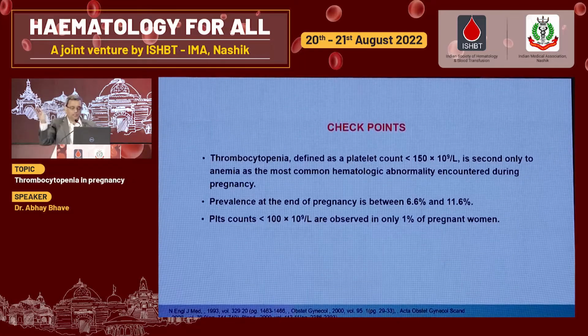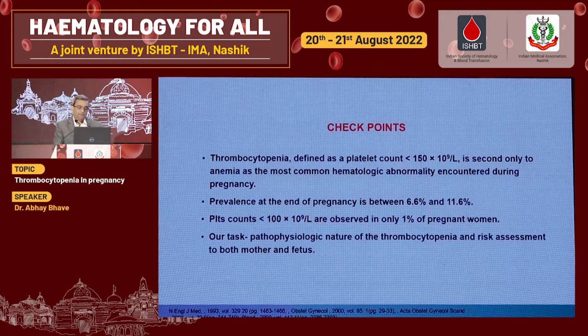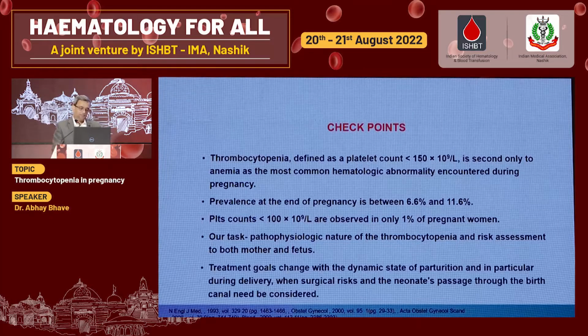So anyone's obstetric and gynecology practice, they will face thrombocytopenia in their patient. Our task in such a situation is to go through this maze, find out what is the pathophysiology, and do a risk assessment. Because not only do we have to know what is happening to the mother, but we have to take care of the child if and when the child is going to be born.